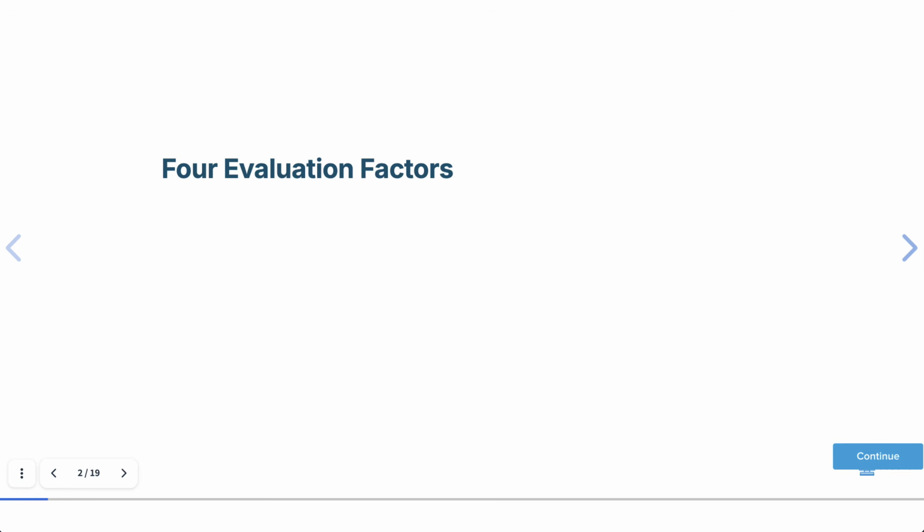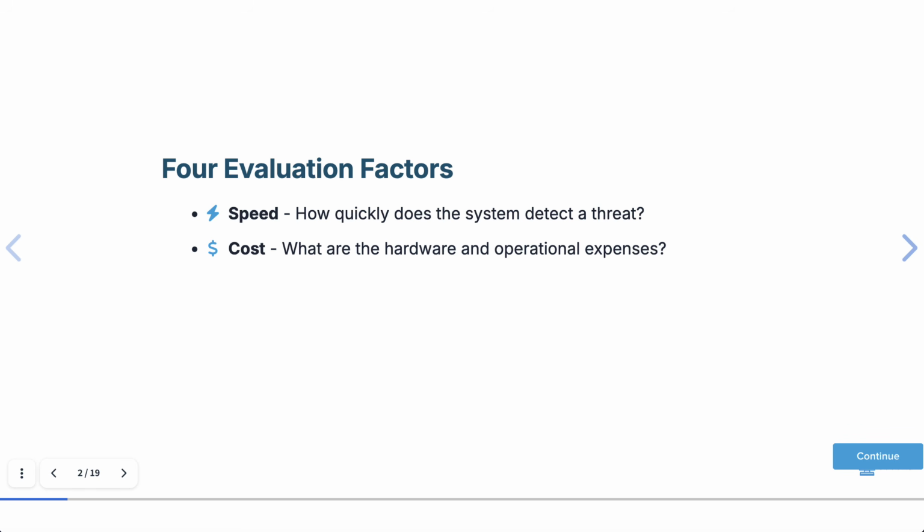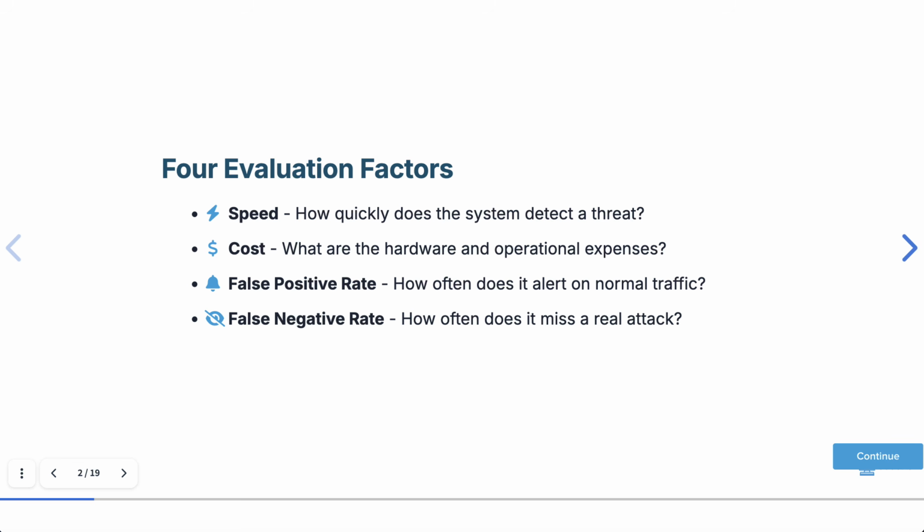The 4 evaluation factors. Speed. How quickly does the system detect a threat? Cost. What are the hardware and operational expenses? False positive rate. How often does it alert on normal traffic? False negative rate. How often does it miss a real attack? These 4 factors are the framework for evaluating a detection method.